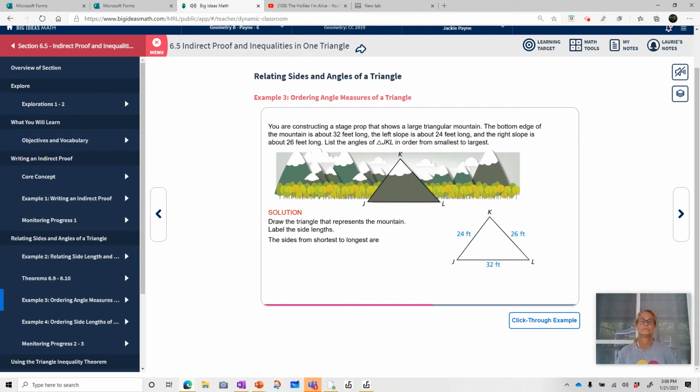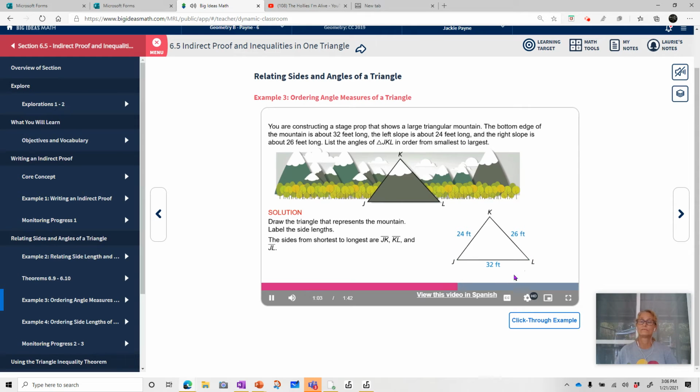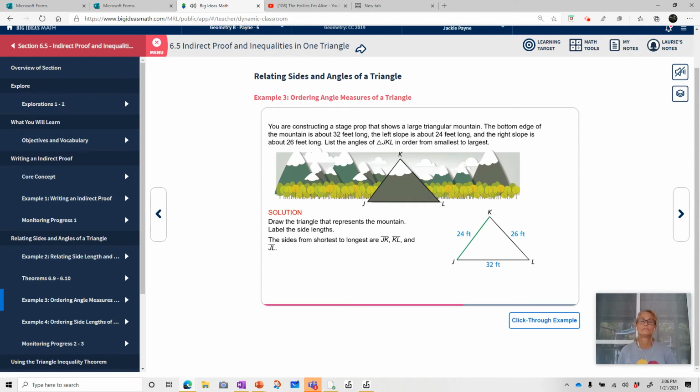The sides of triangle JKL from shortest to longest are JK, KL, and JL. The angle opposite side JK is angle L. The angle opposite side KL is angle J, and the angle opposite side JL is angle K. So the angles opposite these sides are angle L, angle J, and angle K respectively.